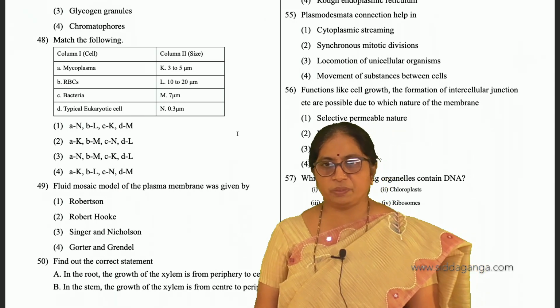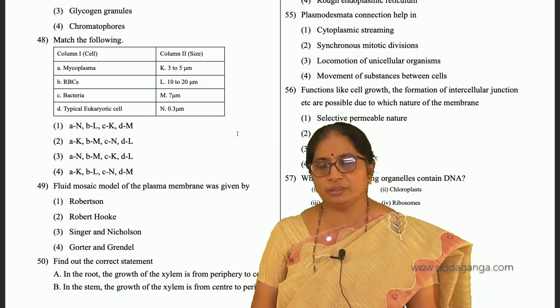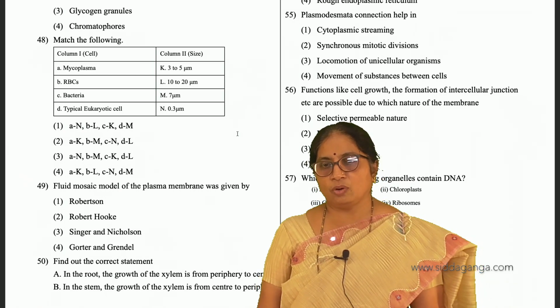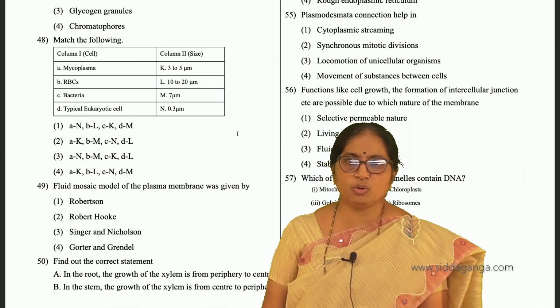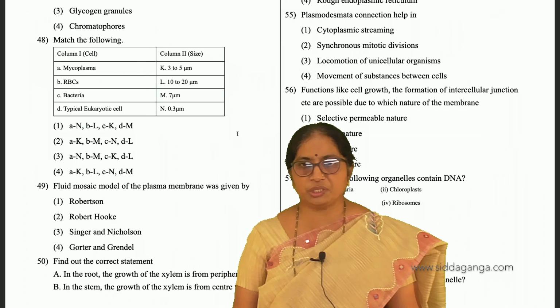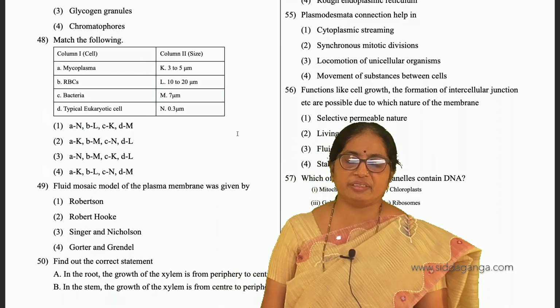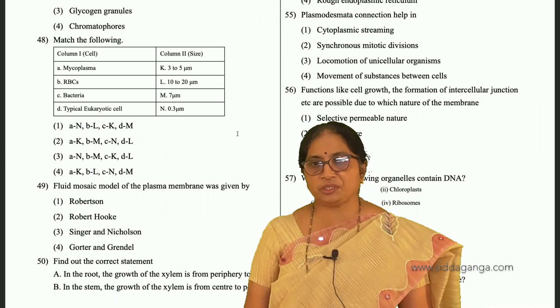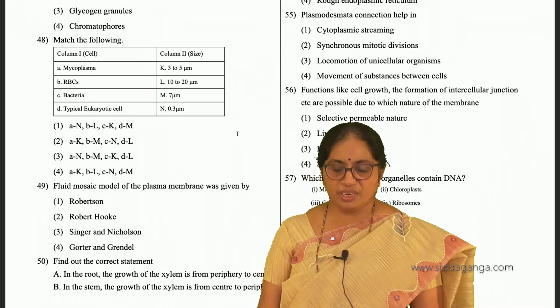So, movement from one cell to another cell of the substances can happen through the plasma-desmata, not with cytoplasmic streaming or the synchronous mitotic divisions or the locomotion of unicellular organisms. Of course, locomotion of unicellular organisms can be brought about by cytoplasmic streaming. They are related, but the right answer for plasma-desmata connection helping is movement of substances between cells. Next question.